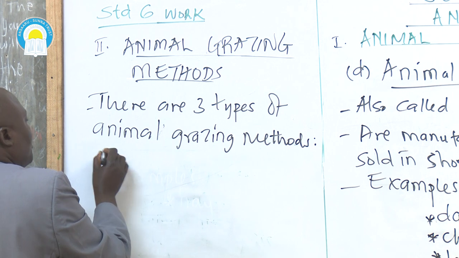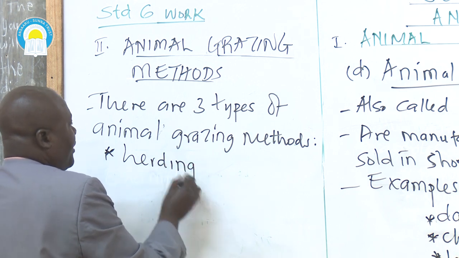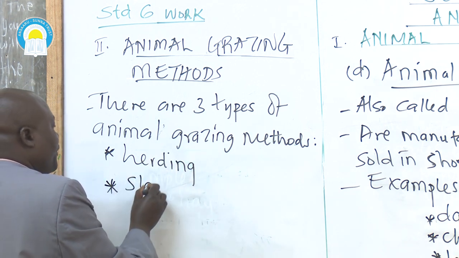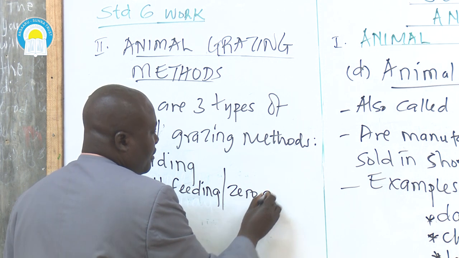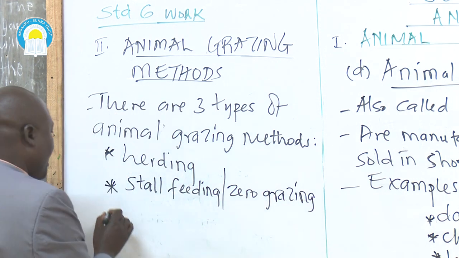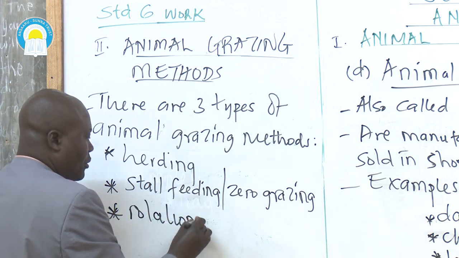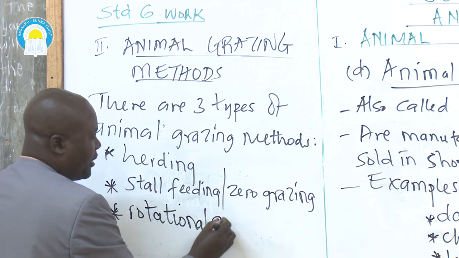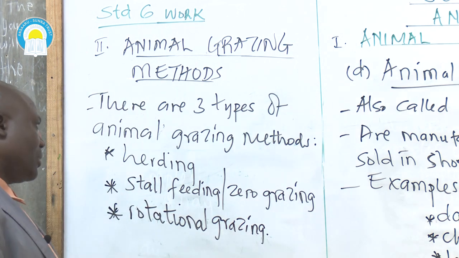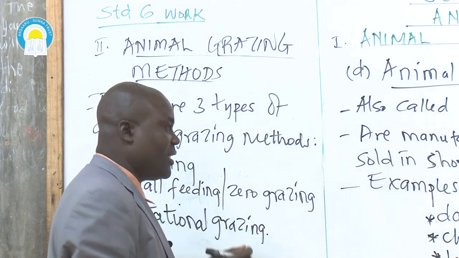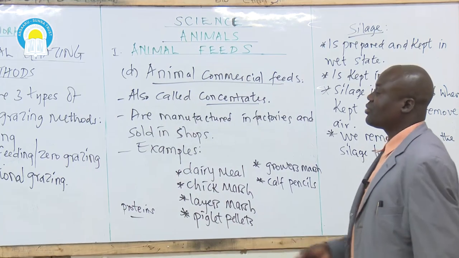These are, we have the herding method. And then number two, we have stall feeding, which we also call zero grazing method. And then number three, we have rotational grazing. So rotational grazing here, again, you'll find that it further divides into three groups. The way I've been telling that it comes in KCPE, like that of 2009, question 14, and 2016, number 20. Let's start on herding method.